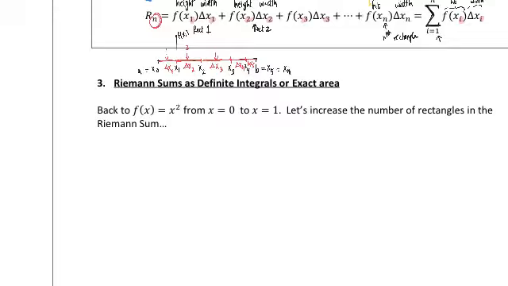Okay, so using this new way of writing a Riemann sum is going to help us to go from the estimate, right, which a Riemann sum we know is an estimate. I want to take it a notch up and actually get the exact area, right? So this sigma notation is going to help us do that.